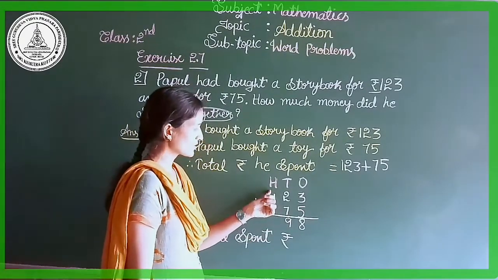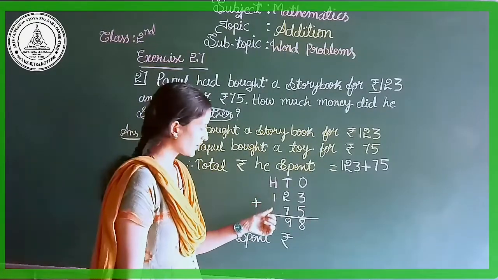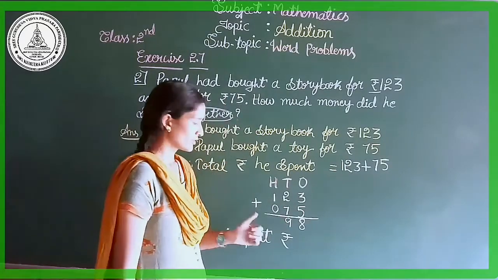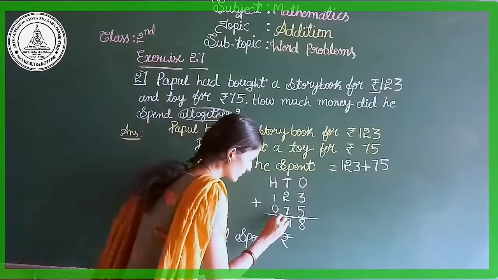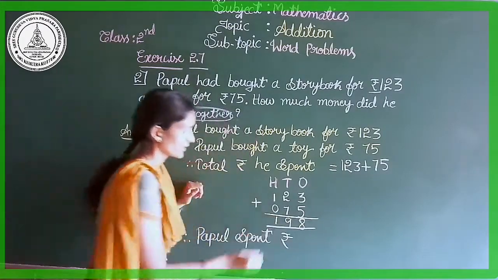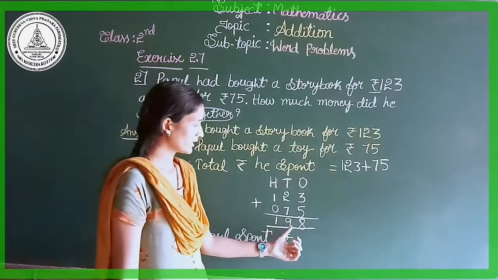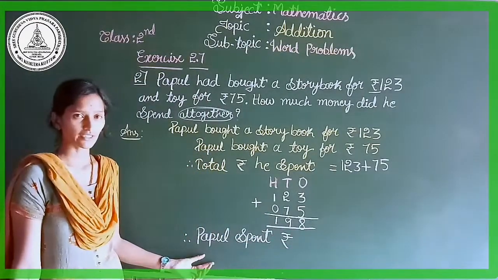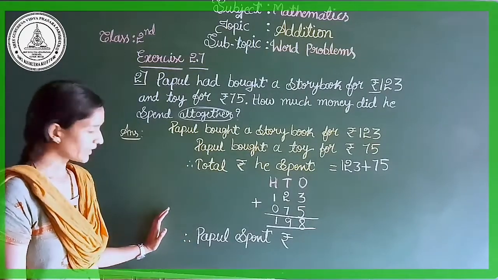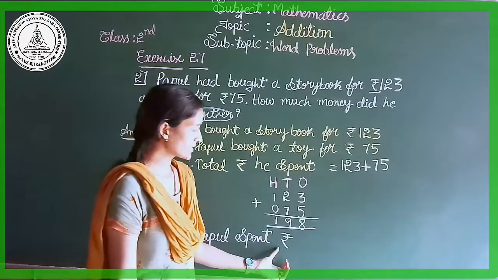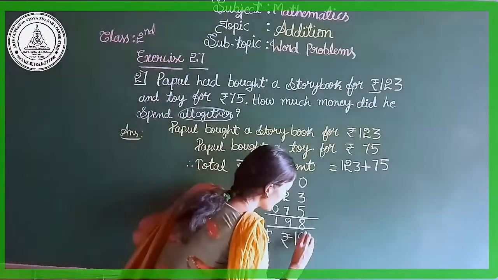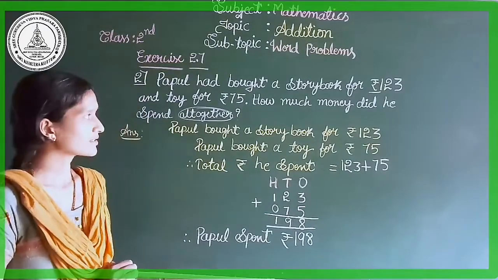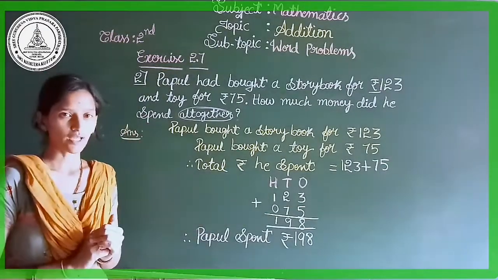And in the hundreds place only one number is there. The other number is absent. So I am writing a 0 here. So 1 plus 0 is 1. See here, what is our sum? 198 is our sum. So the conclusion statement. This is the last statement. Papul spent rupees 198 at the counter. So this is the second word problem.